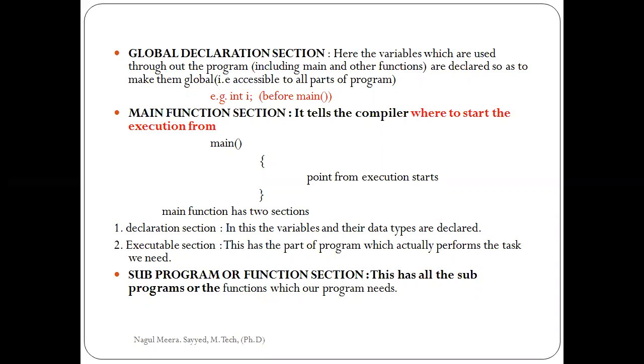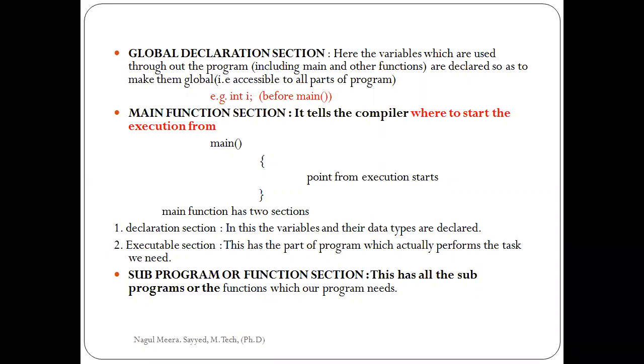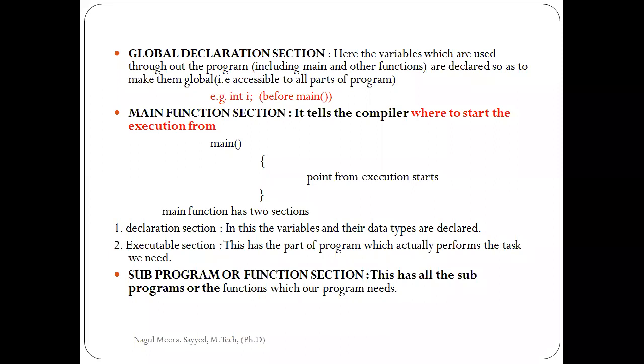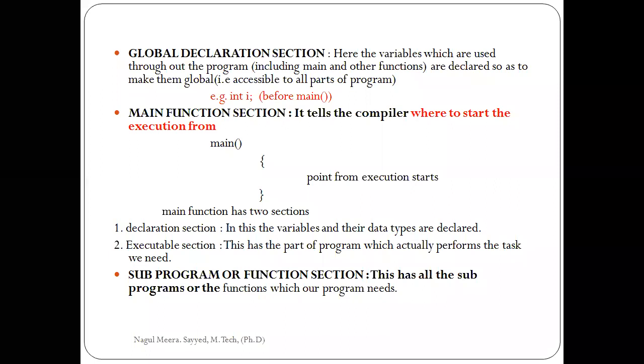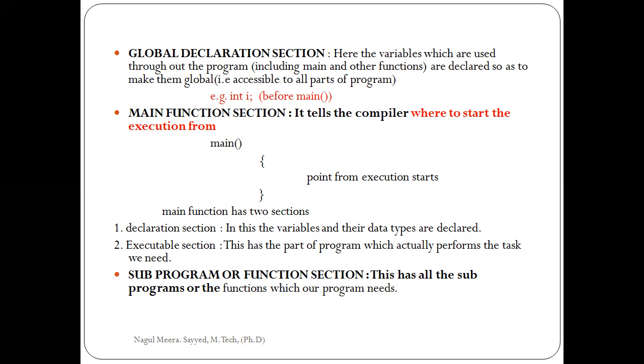Coming to our next one, that is the main function section. This is very important. Every program must consist of one main. More than one main, and our program is not correct. Every C program consists of only one main function. That is a must. Simply, the main function is used to tell the compiler where to start execution from.